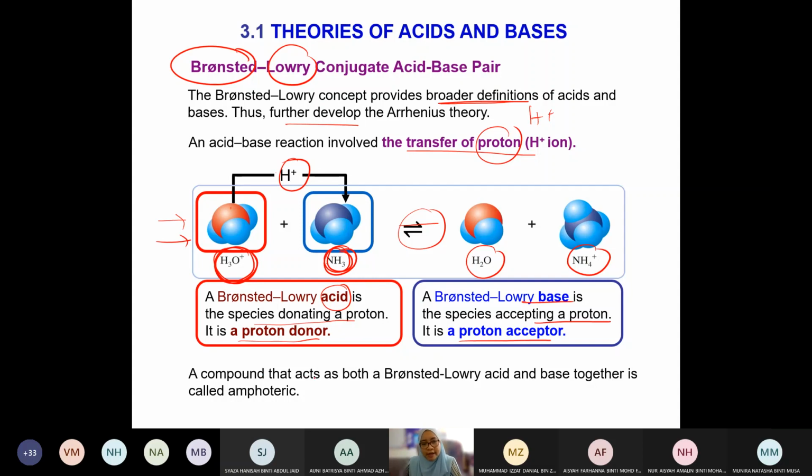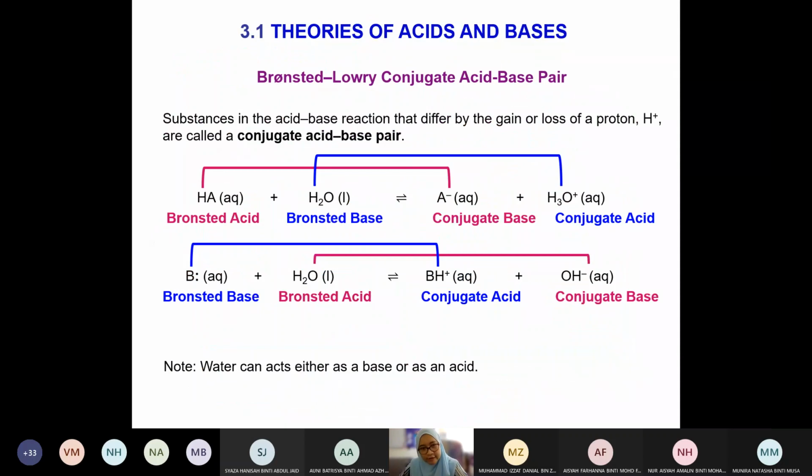A compound that acts as both a Bronsted-Lowry acid and base is called amphoteric. Some compounds have the ability to be a donor and also an acceptor, depending on the reaction. In one reaction it is a donor, in another reaction it is an acceptor. That is what we call amphoteric. For example, water. Water is amphoteric. Sometimes it can become an acid, sometimes it can become a base. So we have identified the Bronsted acid and base just now.